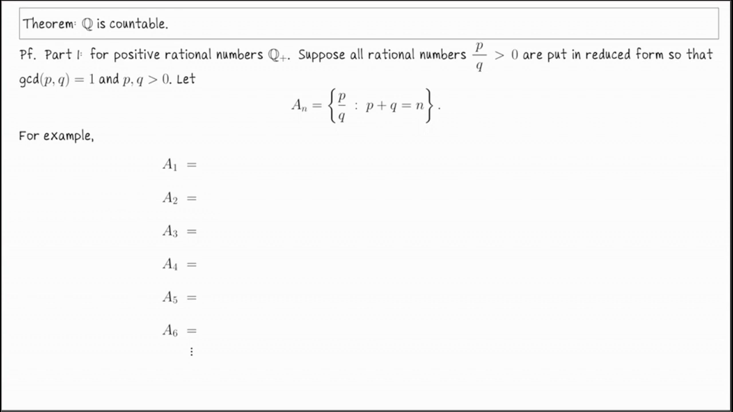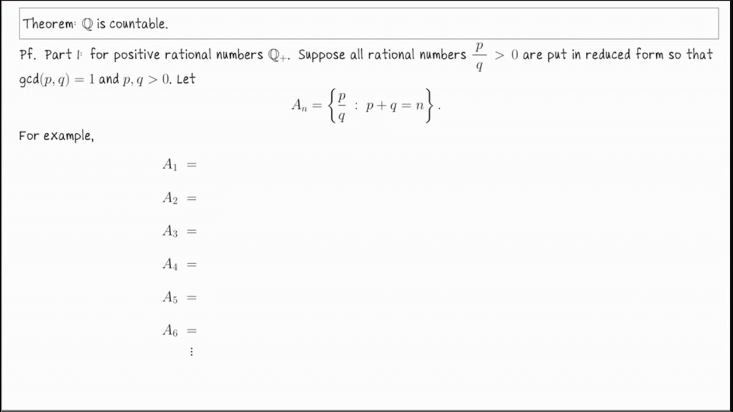This proof is fairly short because we're going to rely on a bijection which is actually not too hard to describe. So first, take all rational numbers and write them in reduced form. Don't write 2/4 or something like that, write 1/2. Once all of our rational numbers are written in reduced form P over Q, generate these sets A sub n, defined to be the set of all rational numbers whose reduced form is P over Q, in such a way that the sum of P and Q is n.